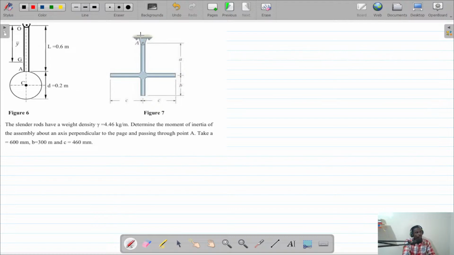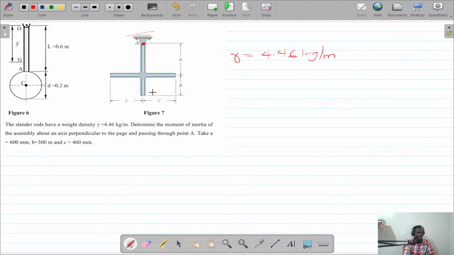So for this, the slender rods have a weight density, gamma equals 4.46 kilogram per meter, and we are looking for the moment of inertia about an axis perpendicular to the page and passing through point A over here. So A is 600, then whatever B is, this.